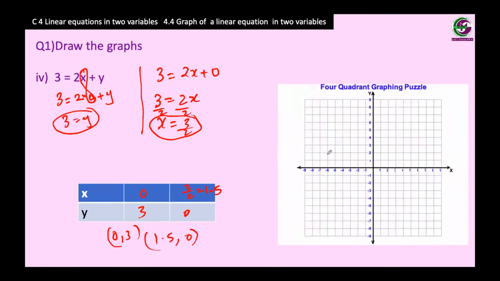Let's mark it on the plane. (0, 3): on the x-axis, start from 0, 3 steps up. Then (1.5, 0): go to 1.5 on the x-axis and stay there. So that will be the point. And this is the graph for the equation 3 is equal to 2x plus y. That's all for this period.